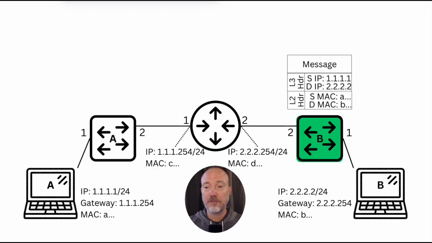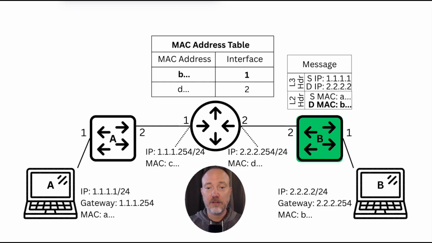Again, it gets whatever that physical signaling is, converts it to the bits to reconstruct the frame. And switch B looks at the layer 2 header and sees that this has a destination MAC address of B. So just like switch A, and just like we saw in the other examples, the switch has to consult its MAC address table.